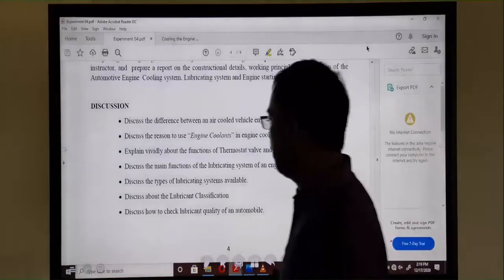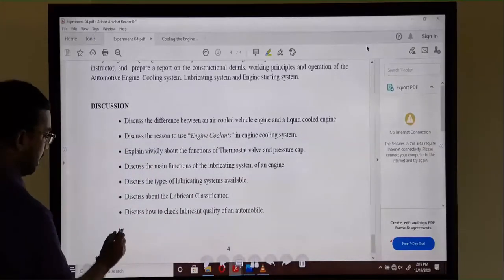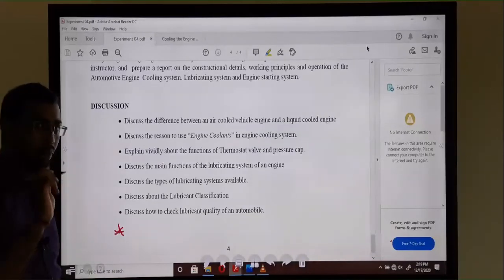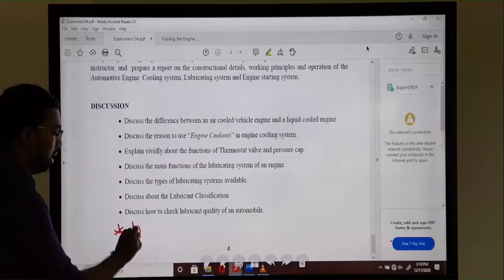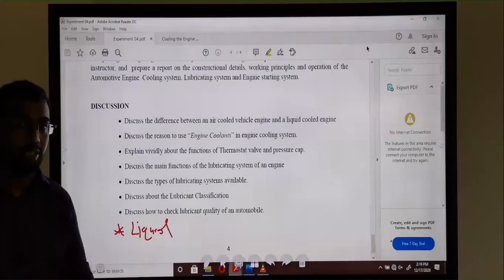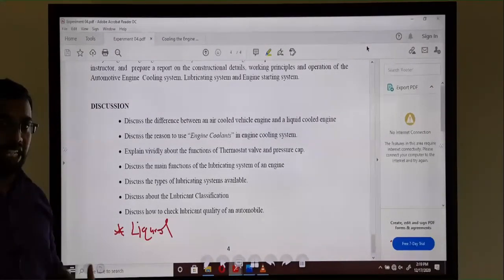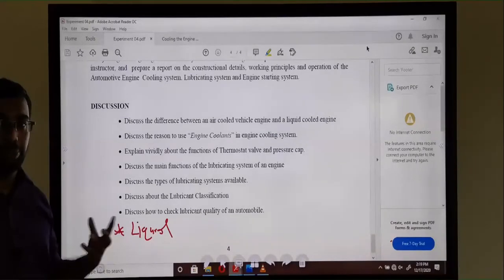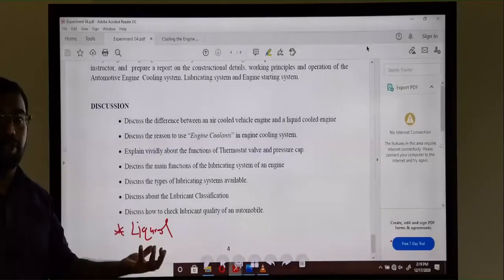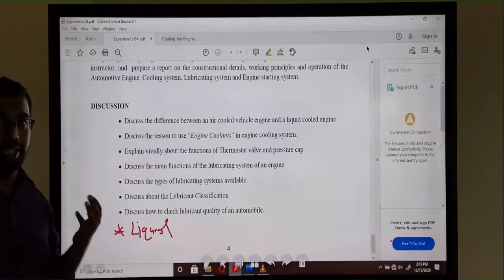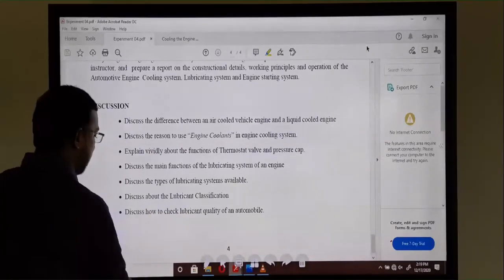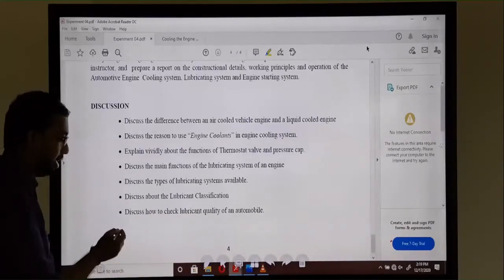Additionally, I give one extra discussion. In the liquid cooling system, what are the failures you can observe? Sometimes the pressure cap may not be working properly, or there may be radiator failures. So you have to mention the failures.